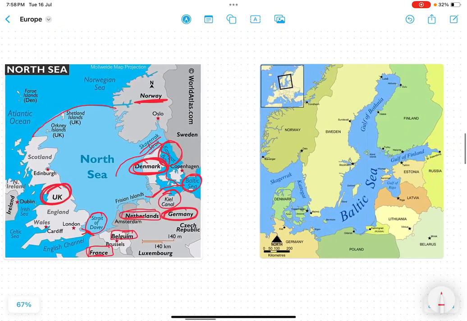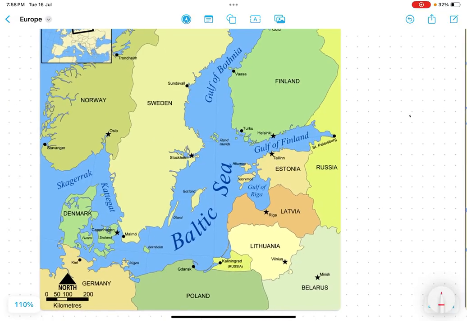We have covered the North Sea. Next is the Baltic Sea. As you can see, Baltic Sea. So the Baltic Sea is between what all countries? So we can say we have Denmark, Germany, Poland, Russia, that is Kaliningrad. Then we have Lithuania, Latvia, Estonia, Russia right here, Finland, and we have Sweden as well.